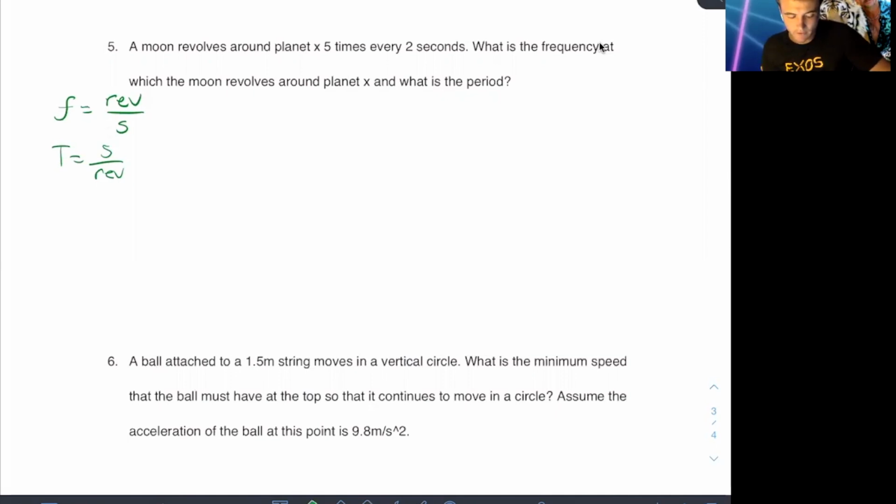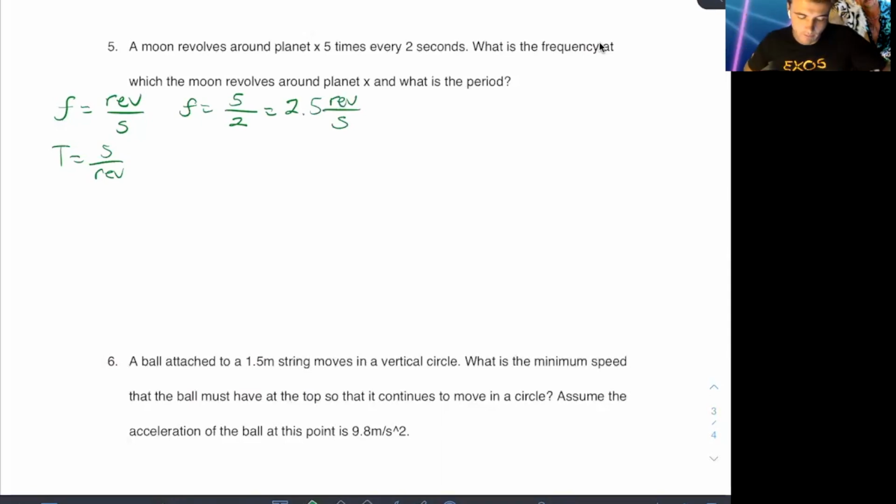So for frequency here, we see that the moon revolves around planet X 5 times, so there are 5 revolutions every 2 seconds. When we simplify this, it'll give us 2.5 revolutions per second, okay?